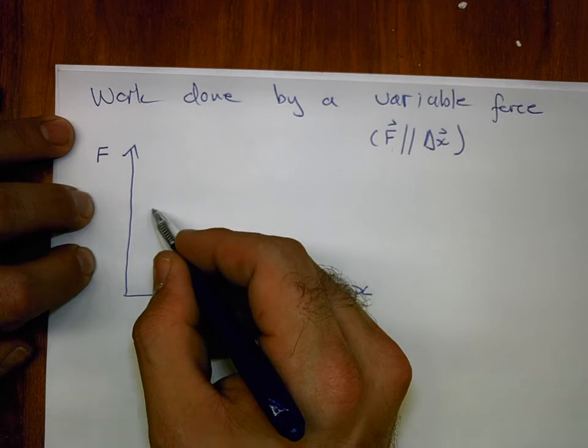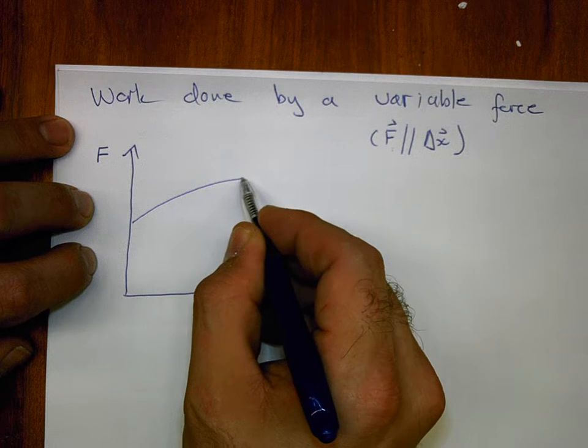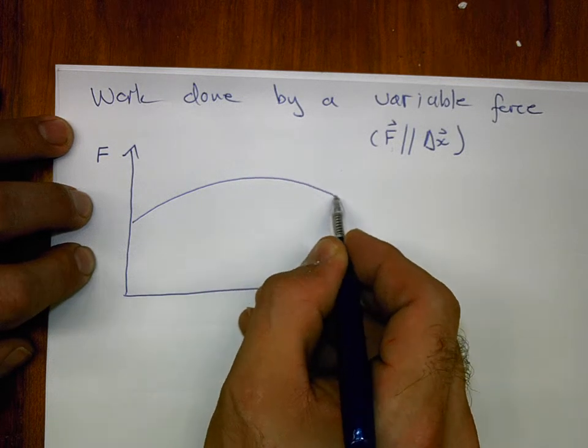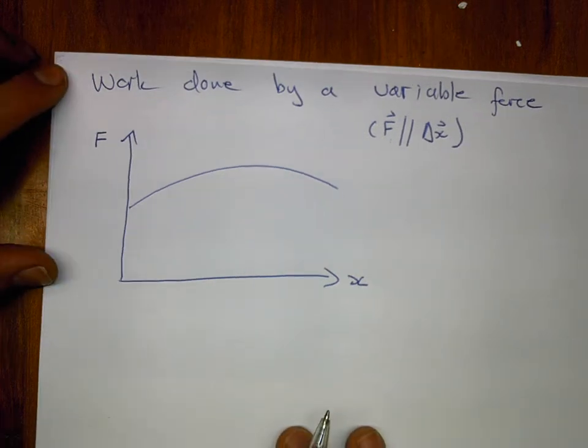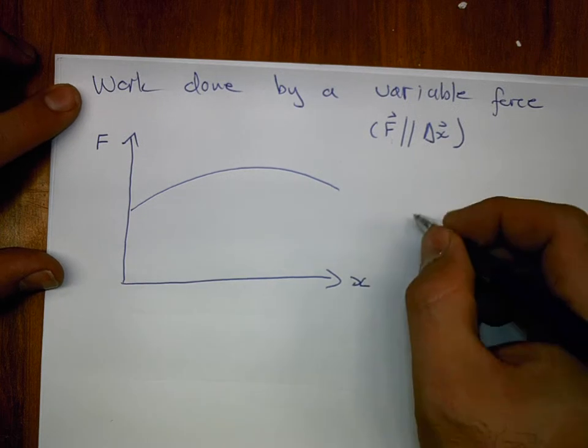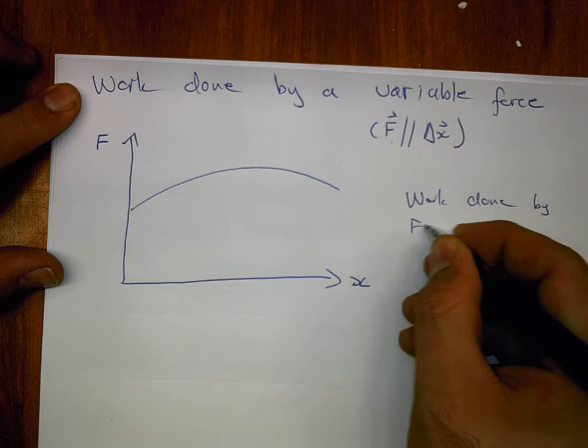Let's say for whatever reason the force increases with increasing displacement and then starts to decrease with increasing displacement. So for whatever physical reason, I'm applying a force to an object, and initially the force increases as the object is displaced, and then the force decreases as the object is displaced. So this force obviously is not constant. So how can we now calculate the work done by this force?